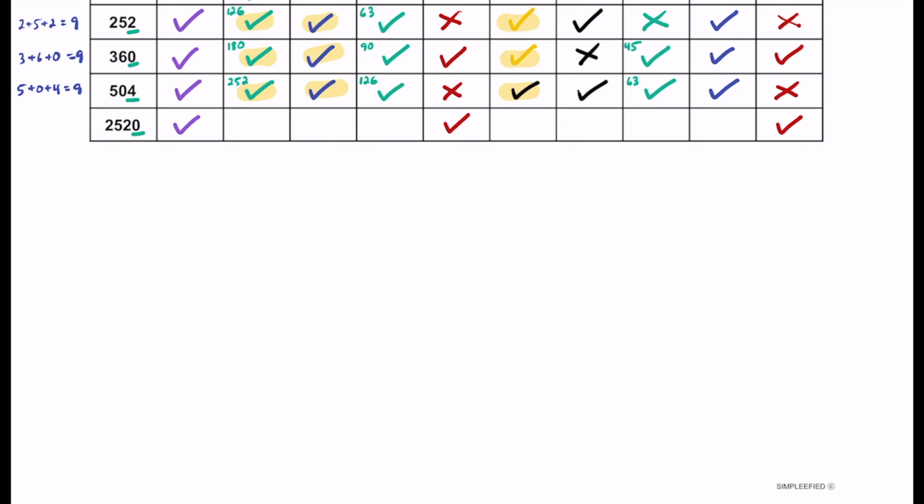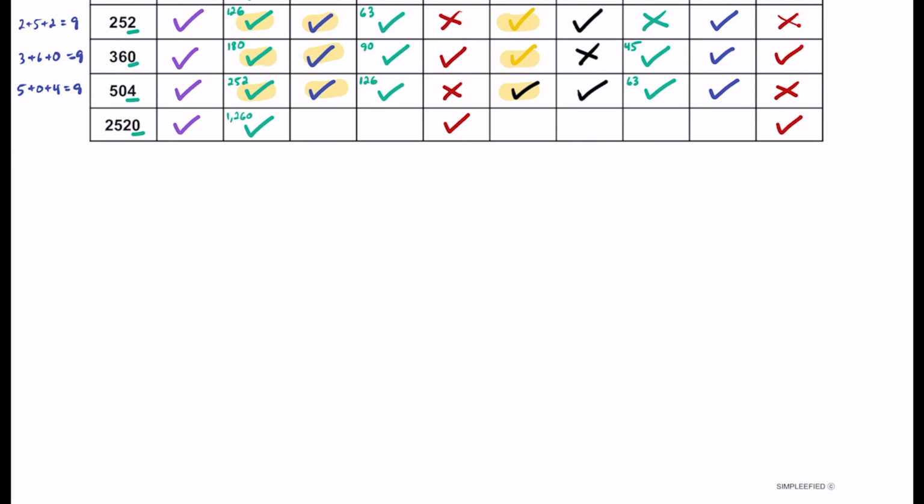And what we can do here next is take 2520. Half of 2,500 is going to be 1,250. Half of 20 is 10. So if we add those together, well, first I'm going to say yes, you can divide it by 2. Half of this is going to be 1,260.